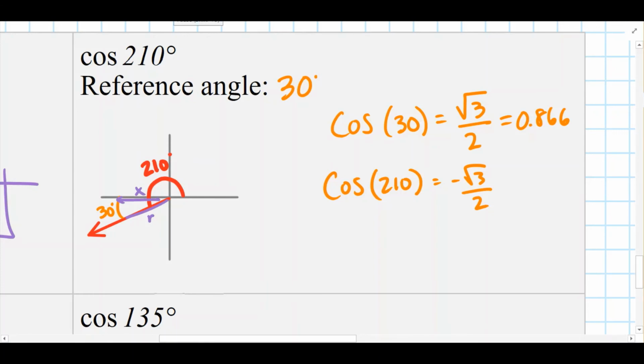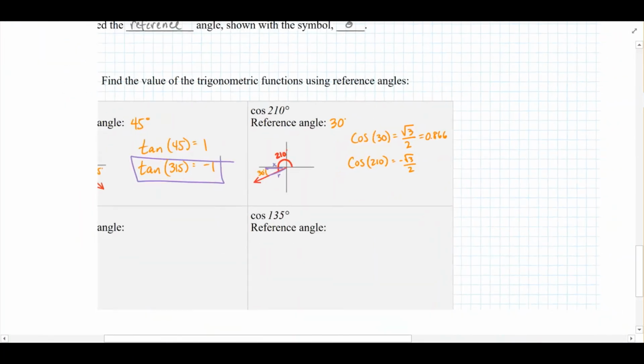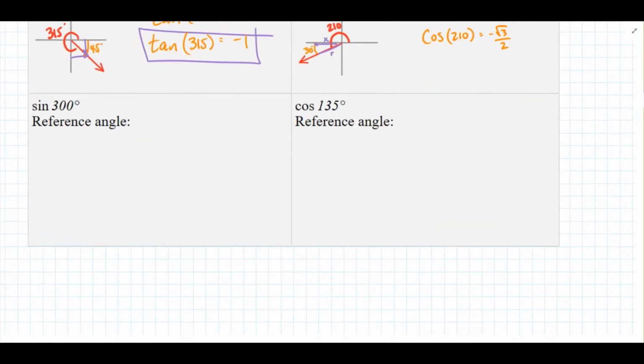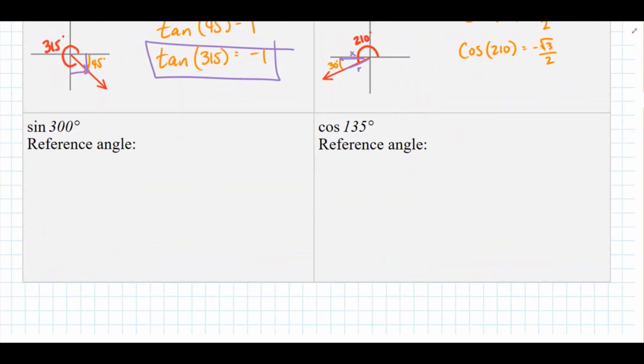Now consider the last two examples. Determine the reference angle for each and evaluate the function at the reference angle. Then decide on the appropriate sign for the position. Please pause the video now and resume playback in a moment to check your work.